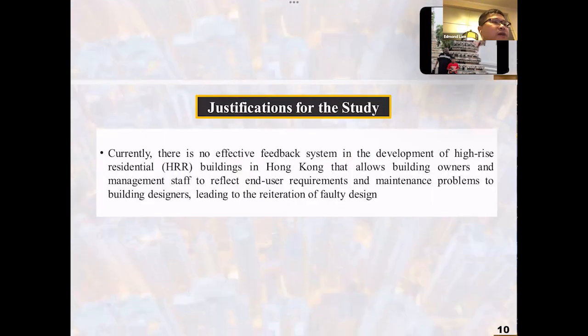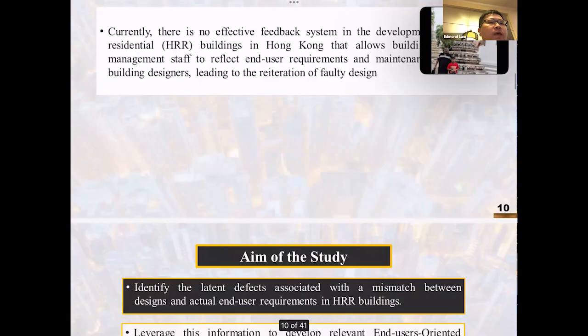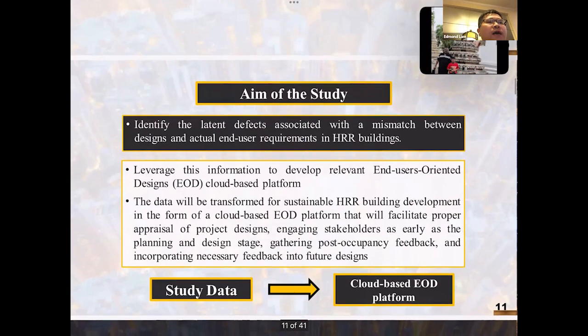Currently, there is no effective feedback system in the development of high-rise residential buildings in Hong Kong, allowing building owners and management staff to reflect end-user requirements and maintenance problems to building designers, which may lead to the reiteration of faulty design. That's why we try to identify the latent defects associated with a mismatch between designs and actual end-user requirements in high-rise residential buildings.